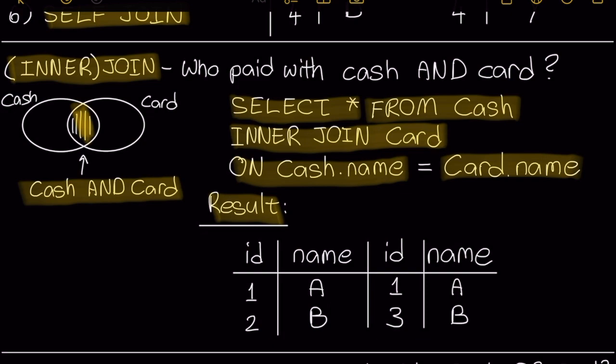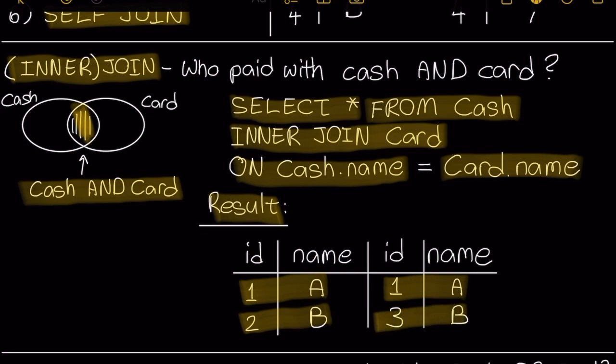Notice the ID for A is 1 here, and the ID for A is 1 here as well. And that happens to be a coincidence, because for name B, the ID is 2 here, but for name B, the ID is 3. So even though sometimes the IDs might look similar, they do belong to different tables and they can be different, so keep that in mind.